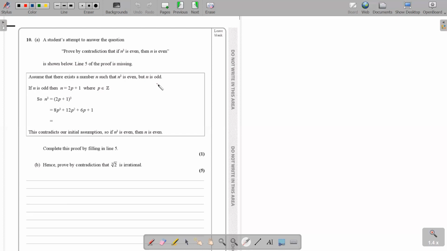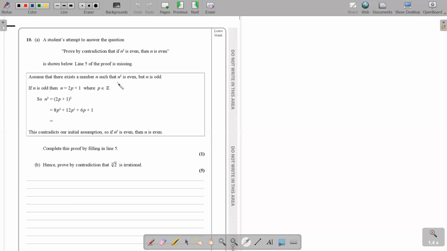Do you remember? Then we work thinking of n as an odd number, and we keep on working. We'll try to find n cube. But then somewhere down in the proof, we need to show that it is not possible, because that's how we do proof by contradiction. We need to get something that doesn't work with the assumption. So let's look at this. If n is odd, then we write n is 2p plus 1, where p is an element of the integers. The symbol means integers. Do you agree?